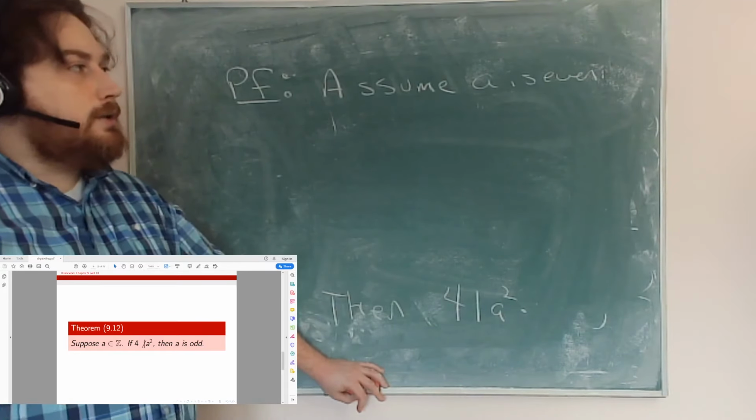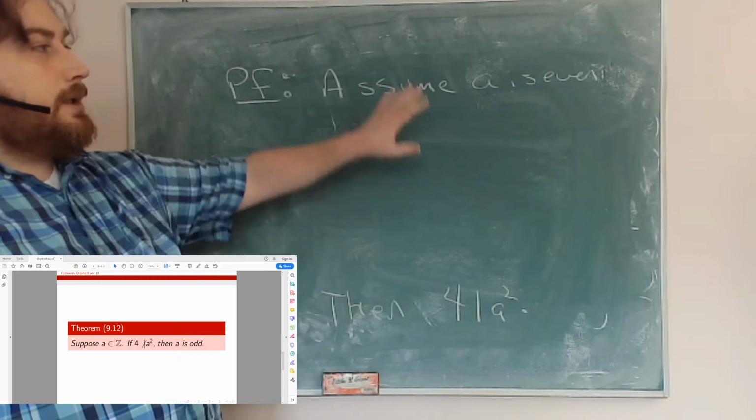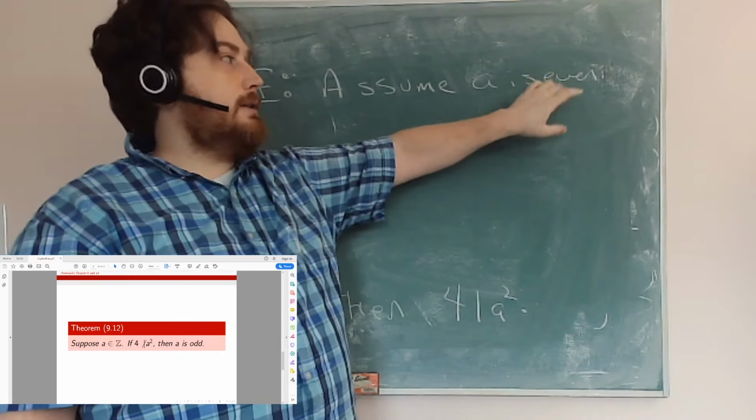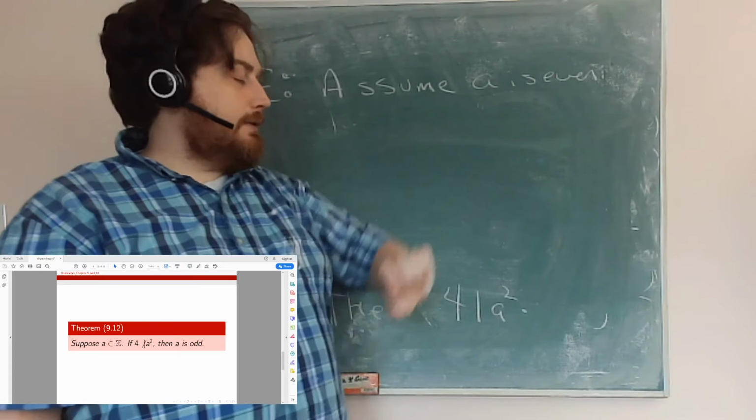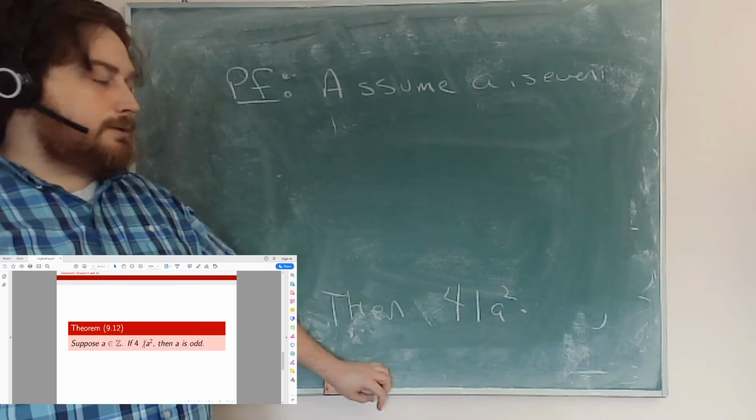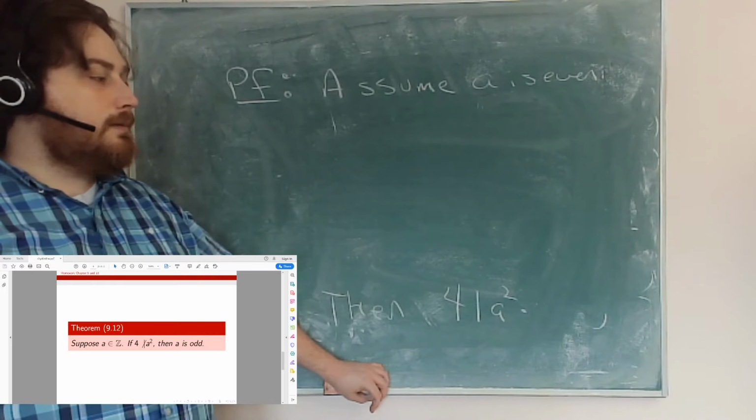So because it's a contrapositive, I'm negating these. I'm going to say assume the negation of the then part, a is not odd, which is a is even. And I have to show that 4 does indeed divide a squared. All right.